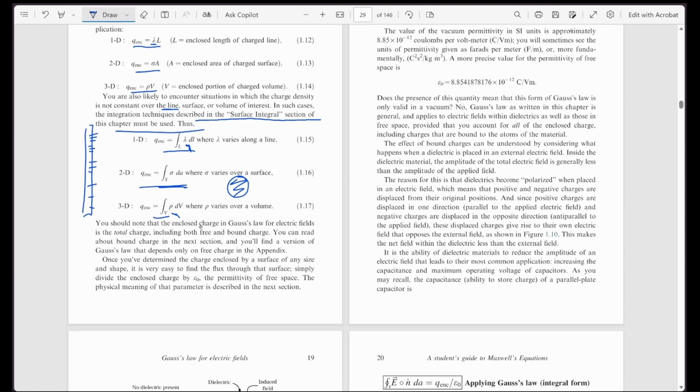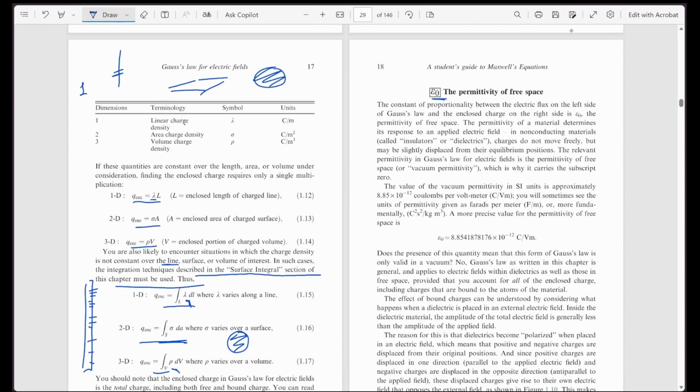You should note that enclosed charge in Gauss's law for electric fields is the total charge, including both free and bound charge. You can read about bound charge in the next section, and you'll find a version of Gauss's law that depends only on free charge in the appendix. Once you've determined the charge enclosed by a surface of any size and shape, it's very easy to find the flux through that surface. Simply divide the enclosed charge by the permittivity of free space, the physical meaning of which is described in the next section.